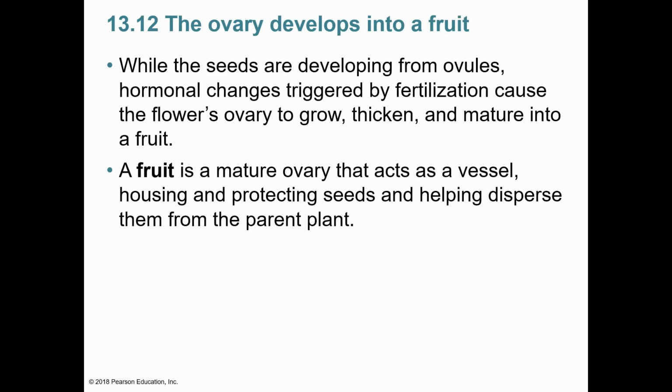All right, so now that we've seen the seed development, we'll take a look at the fruit development. The fruit is going to develop from the ovary. So the ovary has to grow, thicken, and mature into the fruit. The fruit is defined as a mature ovary, and it acts as a vessel. It will house and protect the seeds and aid in dispersal from the parent plant. So the fruit is not only protecting the seed, but it's going to help move that seed further away from where the parent plant originated.